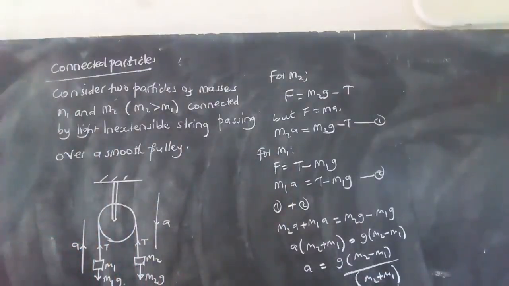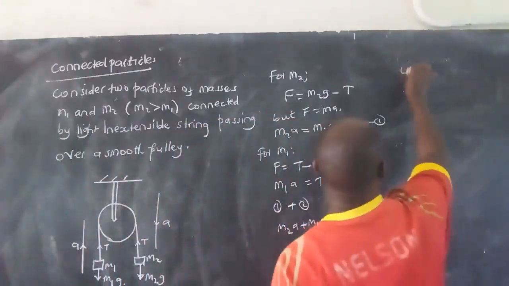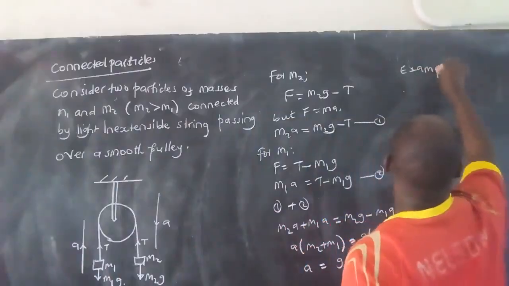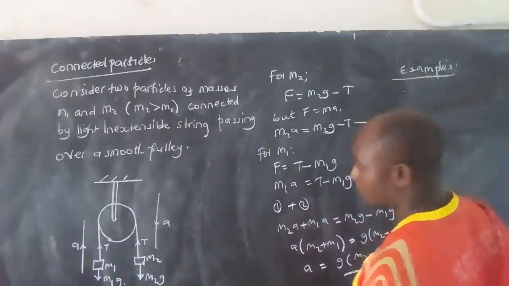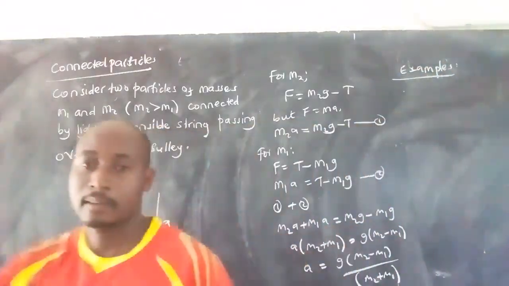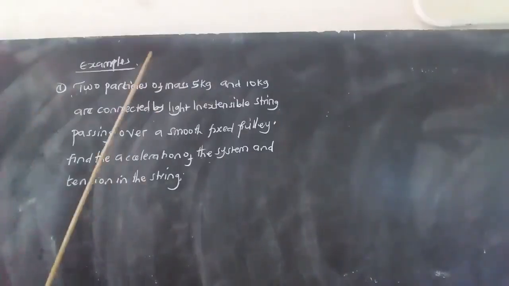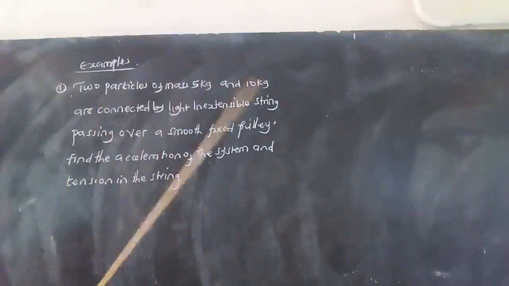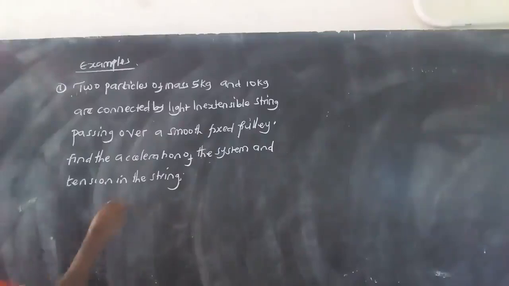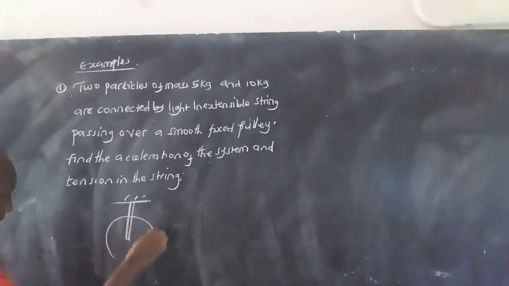Let us go and look at examples. Example number 1: two particles of masses 5 kg and 10 kg. So we have this system. This is our pulley. We have two particles.